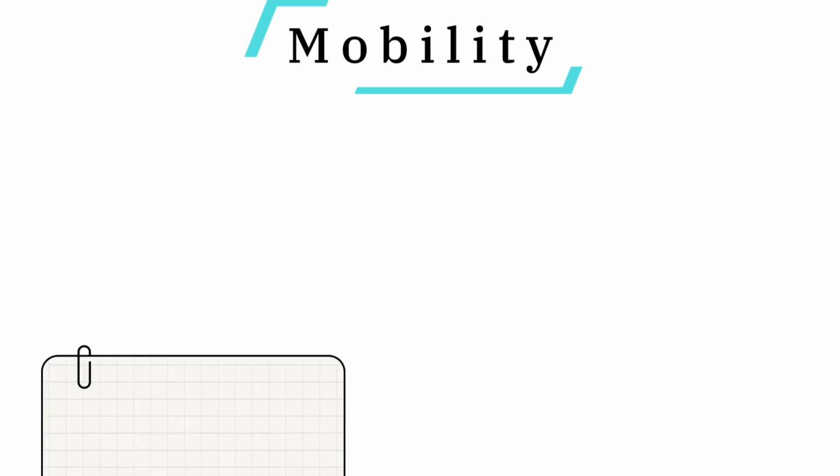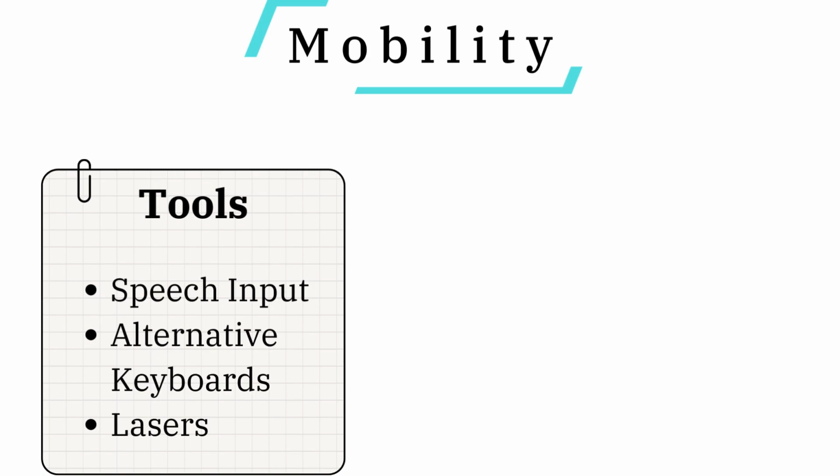Mobility. Many types of orthopedic or neuromuscular impairments can impact mobility. Most people who have mobility impairments find it challenging to use a standard keyboard and mouse. Some important assistive technology includes computers with speech input, alternative keyboards, and an eye tracker or laser pointer. Some people can even wear glasses with lasers on them to help use an on-screen keyboard.